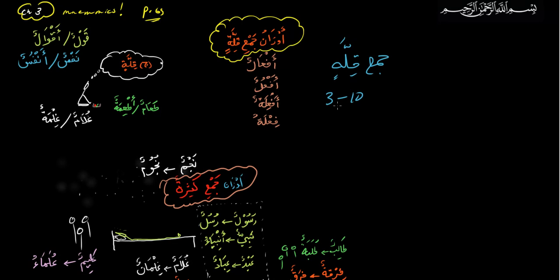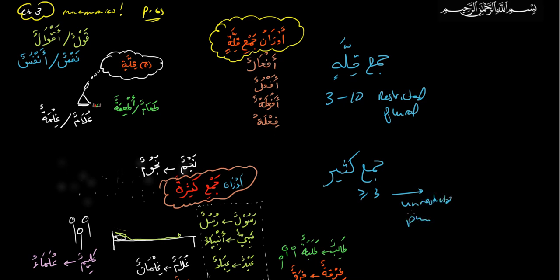So this group of plural words refers to numbers between 3 and 10, and jam'a kasir refers to any numbers greater than 3 without any restrictions. So this is restricted plural, and this is unrestricted plural. There are a whole bunch of awzaan that they come in, so this mnemonic is trying to help us memorize this.